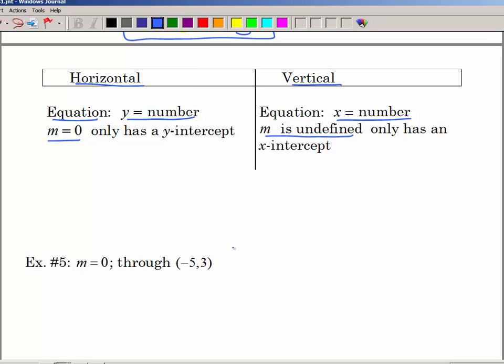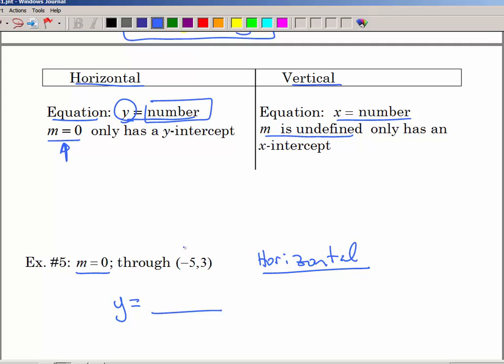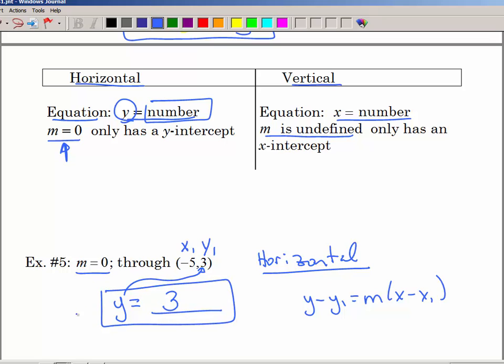So on number 5, when your slope is 0, you should know that this is a horizontal line. Now you could go through the point slope formula, but I want you to just skip to the point where it's horizontal, so I know it's y equals, now what number? Well, let's look at this ordered pair. Here's x, here's y. Y is equal to 3. That's it. Now yes, you could have gone through this formula and you're going to end up in the same place, but this is much faster, much easier, but you do have to memorize.